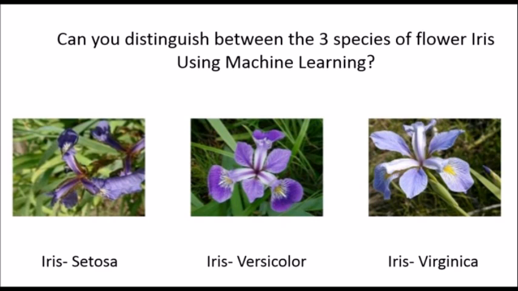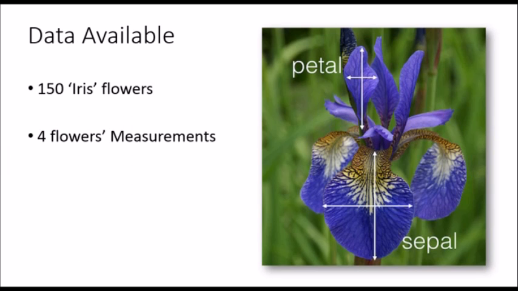We have real data of three different species of flower named iris. These are Iris setosa, Iris versicolor, and Iris virginica. In the given data, four attributes of 150 flowers have been measured. These attributes are the petal length and petal width, and the sepal length and the sepal width.